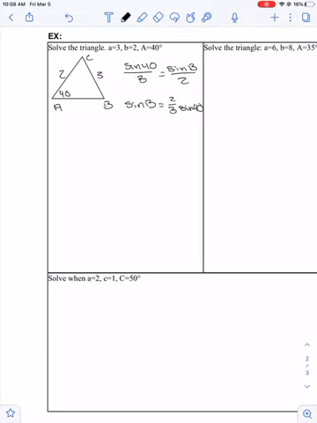To solve for b, you need to take the inverse, and so sine b equals 0.43.